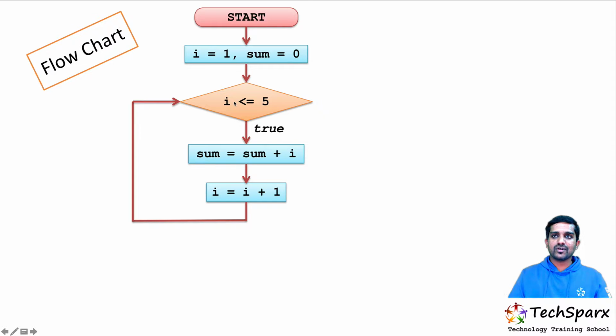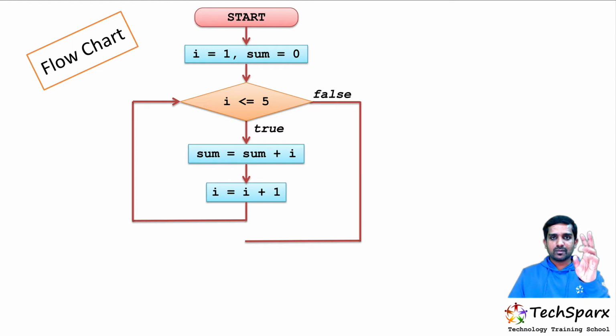Now is the crucial point. 6 is it less than equal to 5? False. If it is false, it just comes out of the loop. Now when it comes out of the loop, do you know what is accumulated in the sum bucket? 15. That is the sum of the first 5 natural numbers. That is 1 plus 2 plus 3 plus 4 plus 5. And that, which is equal to 15, has to be displayed.